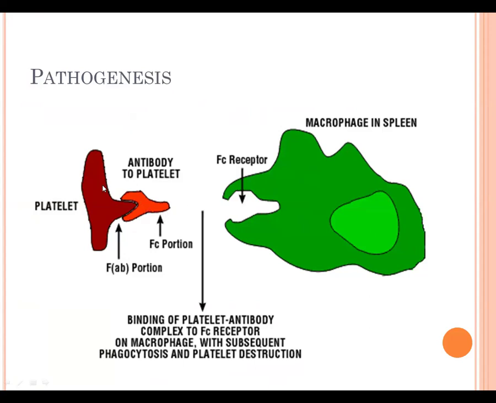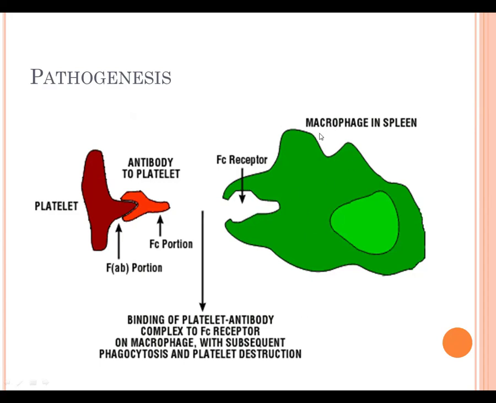This antibody will bind to the platelet, and after the binding, this complex is formed, platelet and antibodies. Okay, the whole complex will form. Now this complex will be recognized by the macrophages as foreign. Now they are trying to engulf or remove this, so phagocytosis will occur, and then subsequent destruction of the platelet.